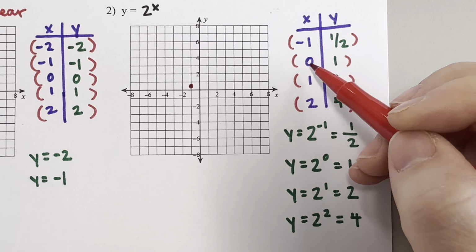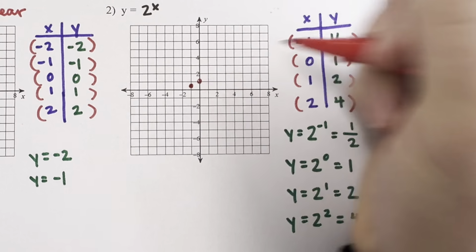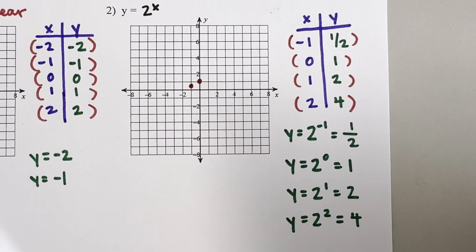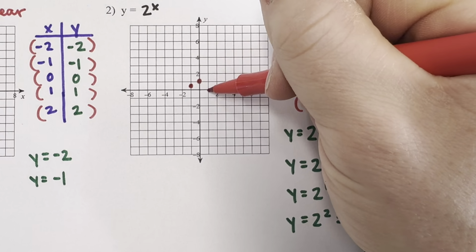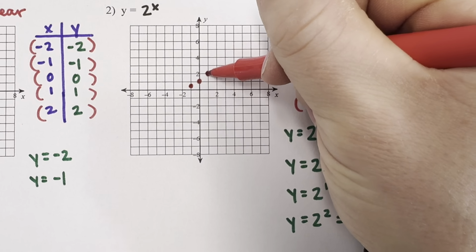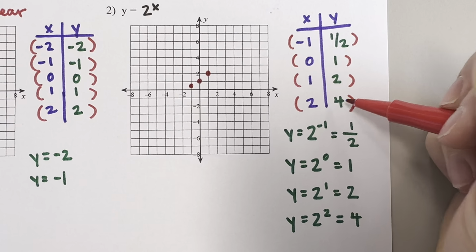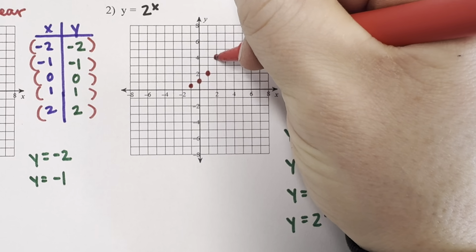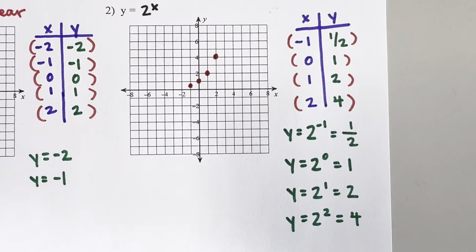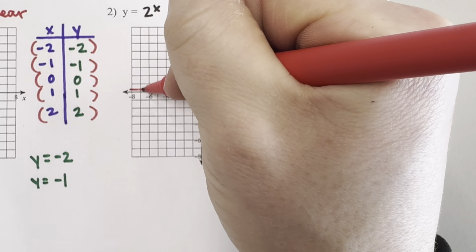Okay, my next coordinate point is 0, 1. So 0 for my x, up to 1 for my y. Then I have 1, 2. So 1 for my x, up to 2. And then my next one, 2 for my x, 4 for my y. So 2 for my x, up to 4. Okay, and we have enough points to connect this guy. So this is going to look like this.